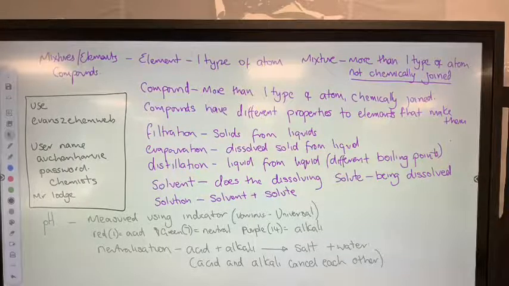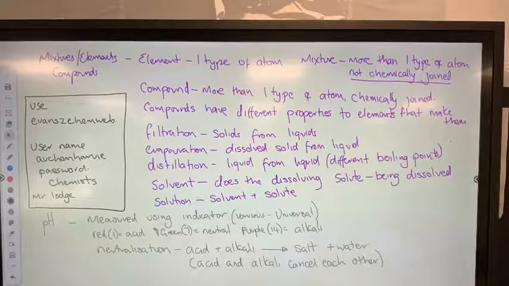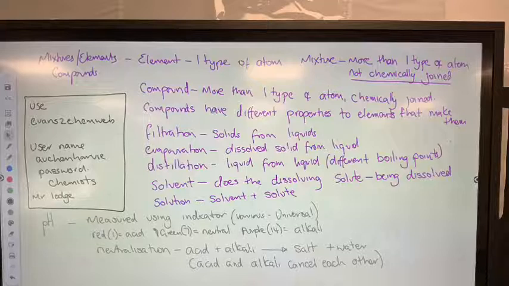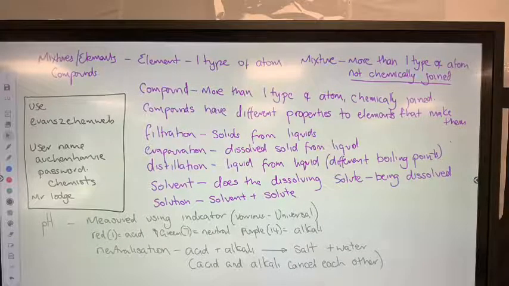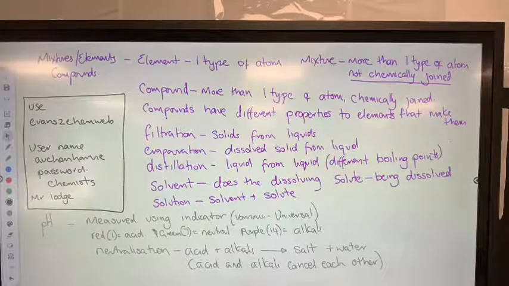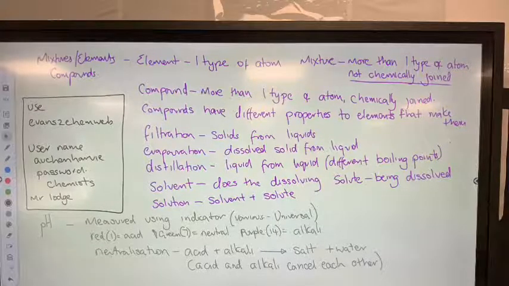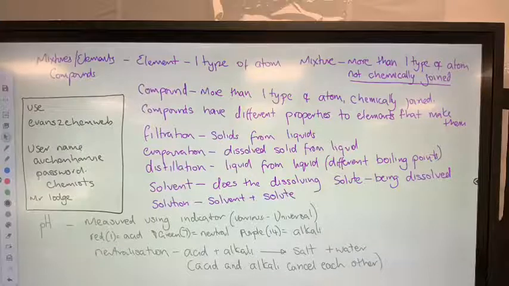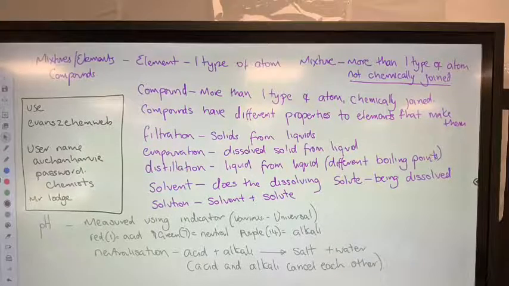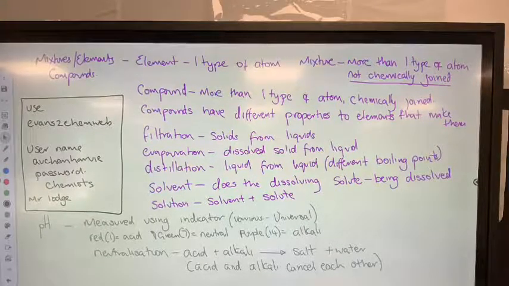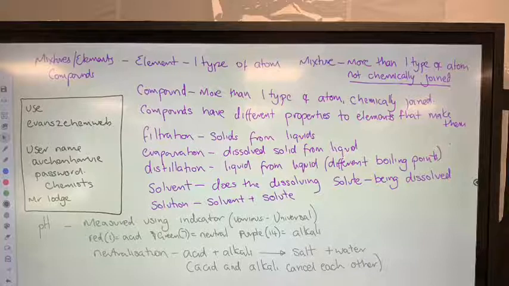The last subsection is pH and how you measure it. This is done using indicators, generally one called universal indicator, which gives us a pH range of 1 for a strong acid, which would be red, through to 7, green, which would be neutral, all the way to 14, which would be purple, which would be a strong alkaline.